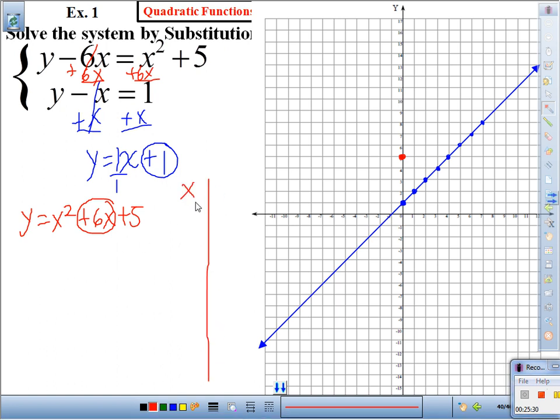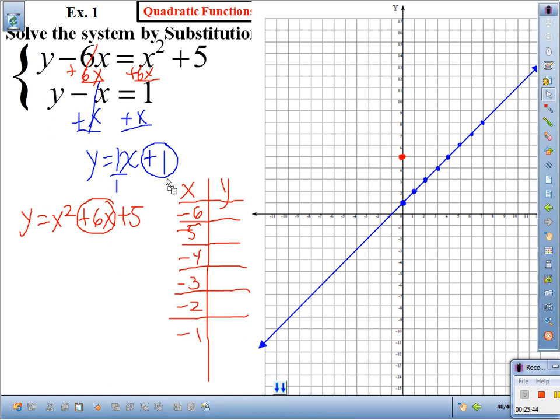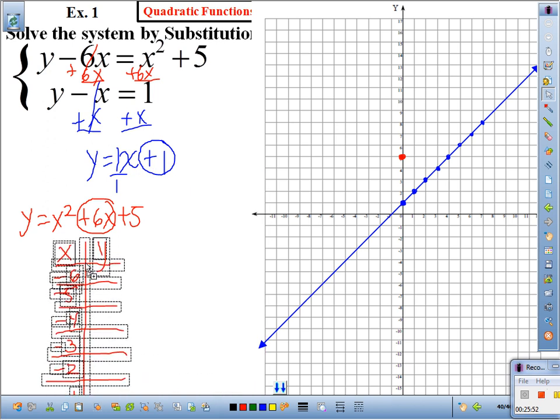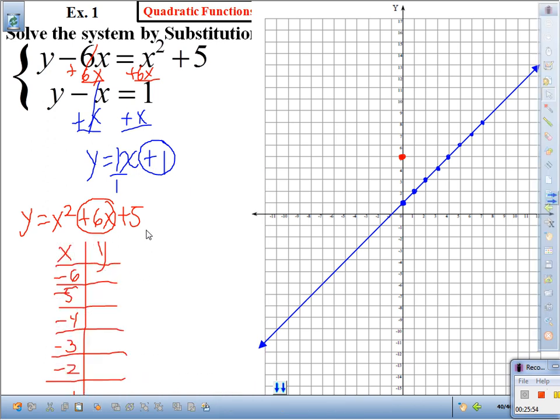x, y: -6, -5, -4, -3, -2, -1. Sorry, hold on, let me move this. I want to place it right there. All right, so I can show you the work.